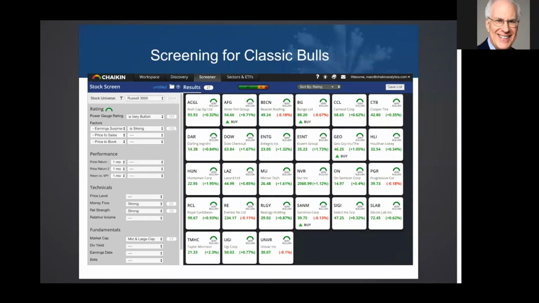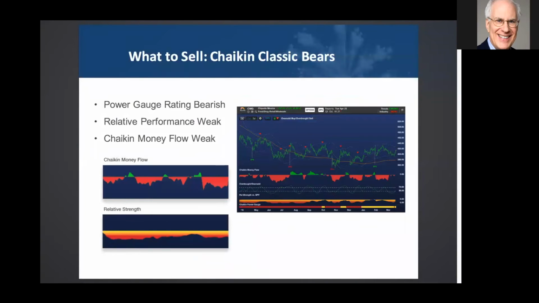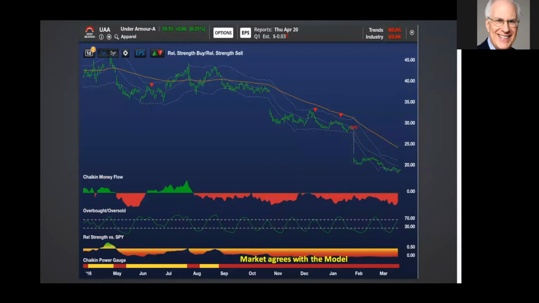So we're going to demo the screener and add another twist to it in a live mode right at the end of the webinar. Now, classic Chaikin bears, just flip it on its head. Power Gauge rating is bearish, so the fundamentals are skewed against the stock. Underperforming the market, Chaikin money flow is red, not green, indicating that institutions are selling the stock. And our current poster child for classic Chaikin bear is Under Armour, a stock that is well known, was a darling of Wall Street and the hedge funds, but it's seen better days.